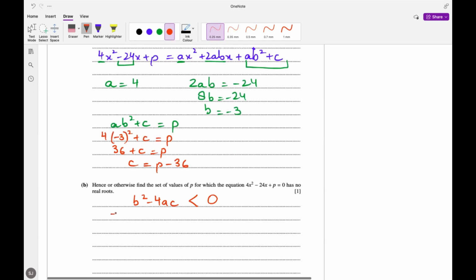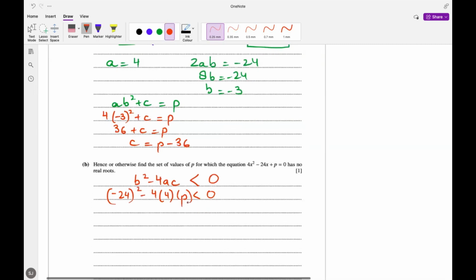Now b is -24, so we can use -24 whole squared minus 4 into the value of c, which is p over here, less than 0. Taking 4 and p on the right hand side to make p positive, we will get 24 squared is less than 16p.